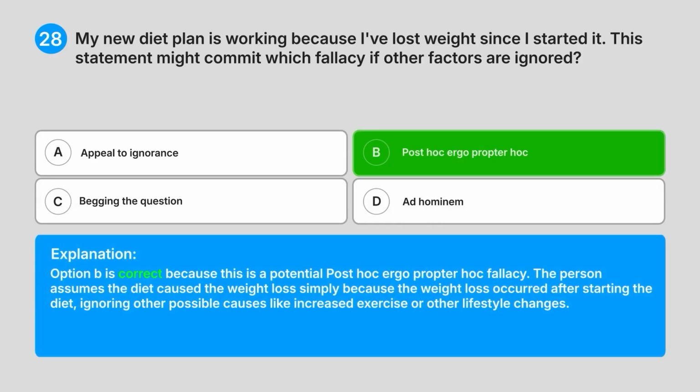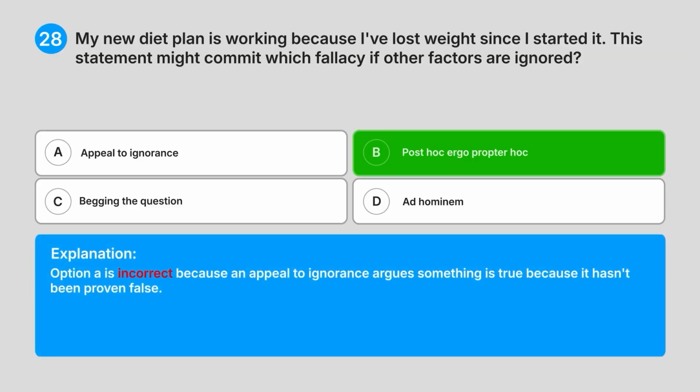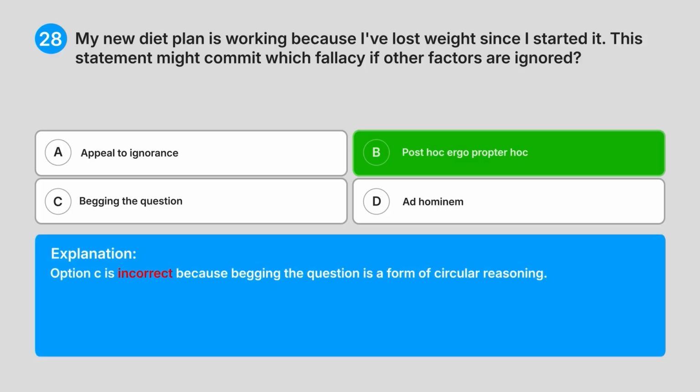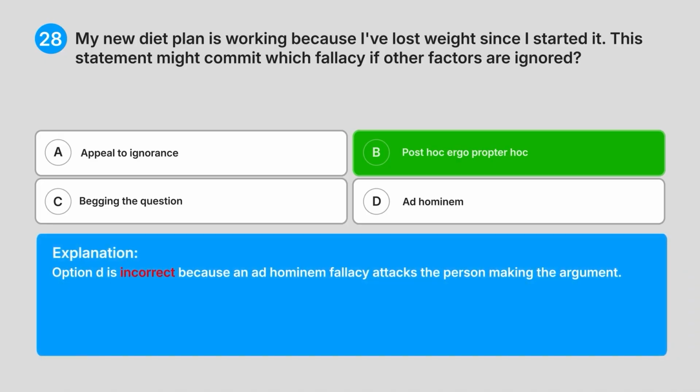Explanation. Option B is correct because this is a potential post hoc ergo propter hoc fallacy. The person assumes the diet caused the weight loss simply because the weight loss occurred after starting the diet, ignoring other possible causes like increased exercise or other lifestyle changes. Option A is incorrect because an appeal to ignorance argues something is true because it hasn't been proven false. Option C is incorrect because begging the question is a form of circular reasoning. Option D is incorrect because an ad hominem fallacy attacks the person making the argument.